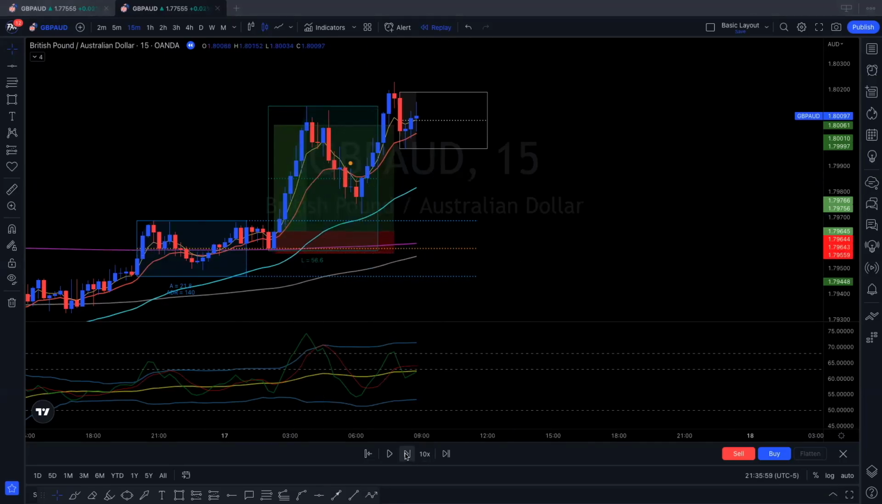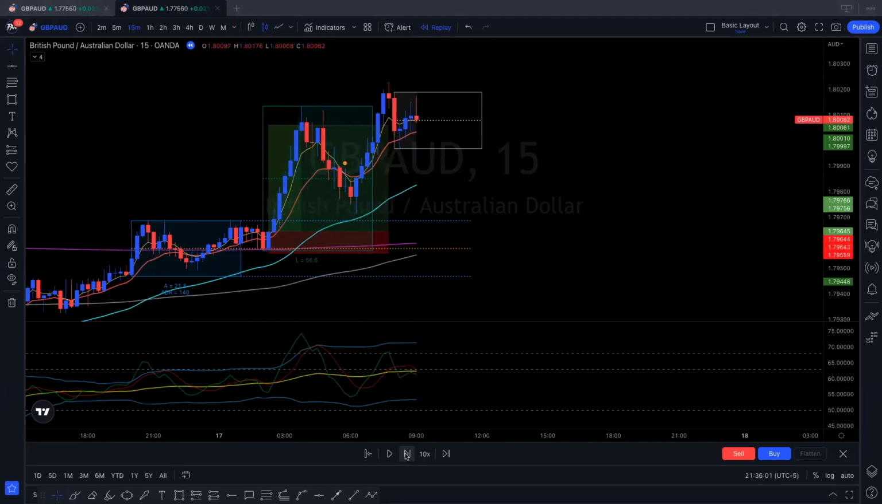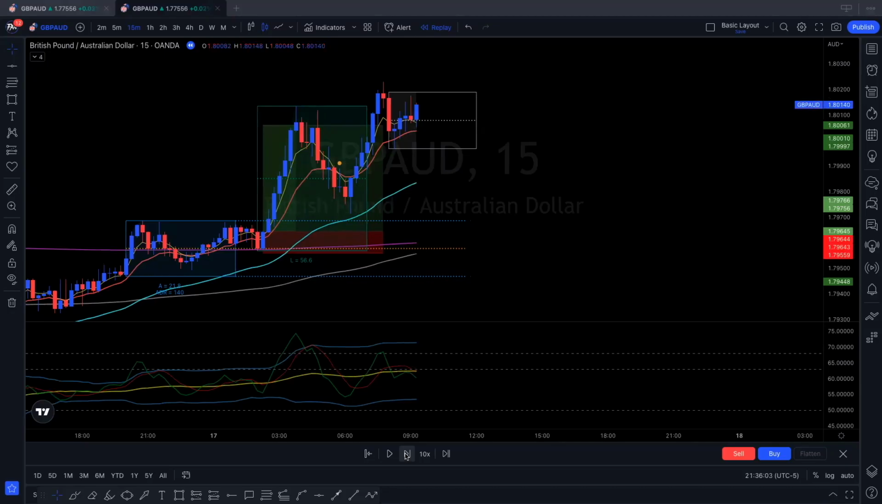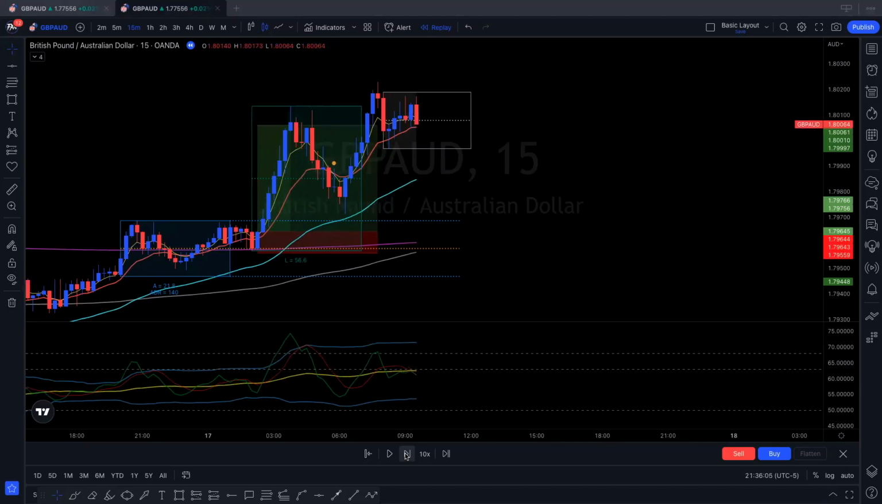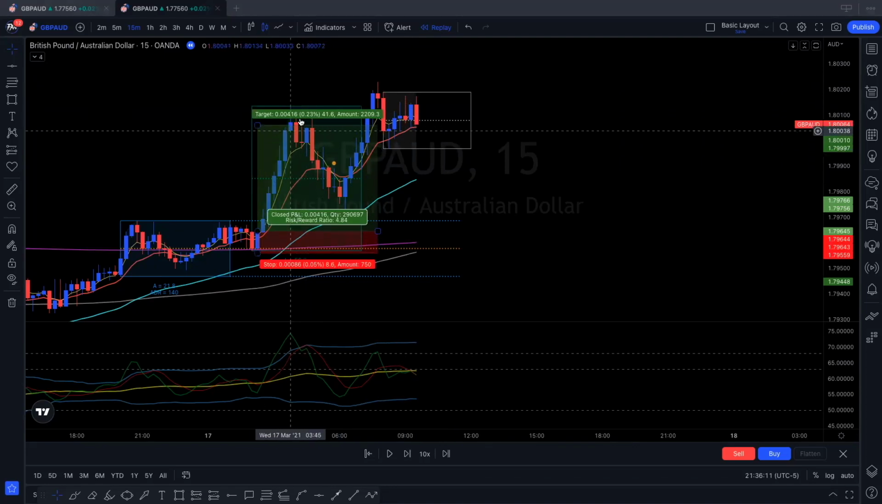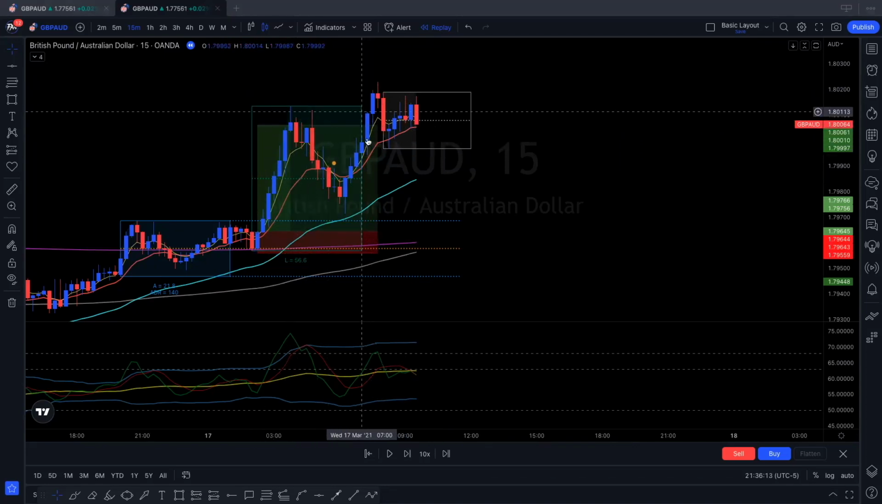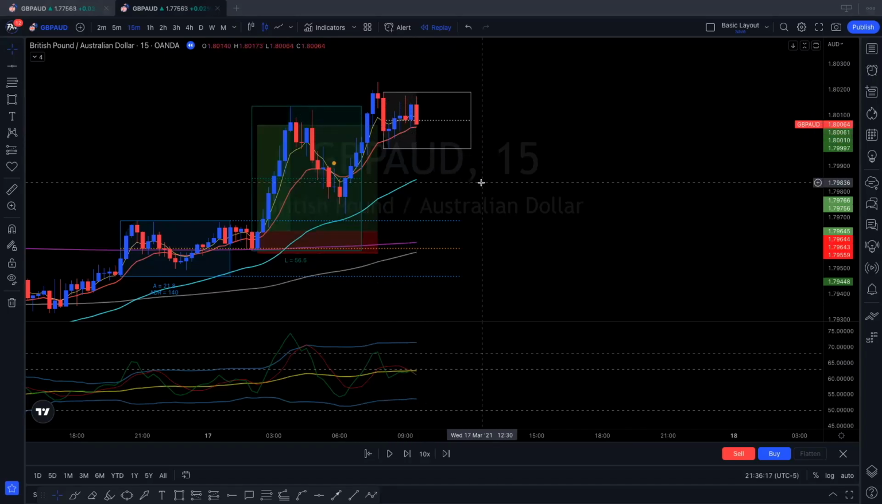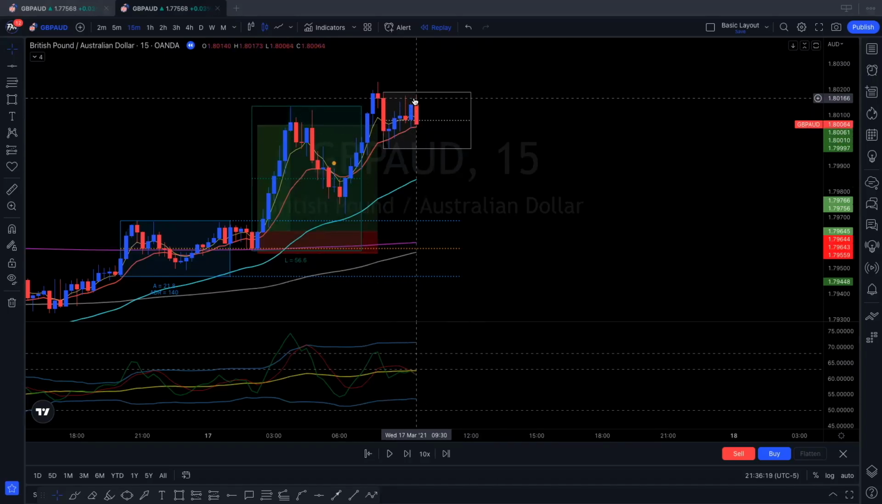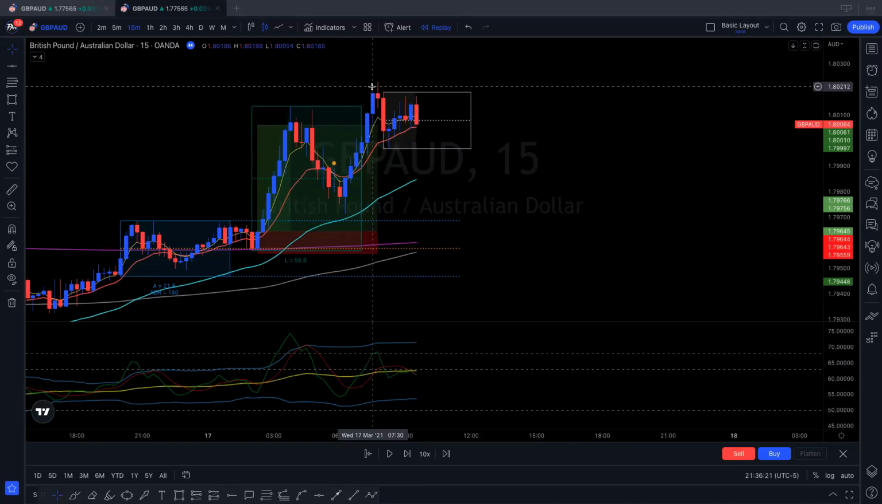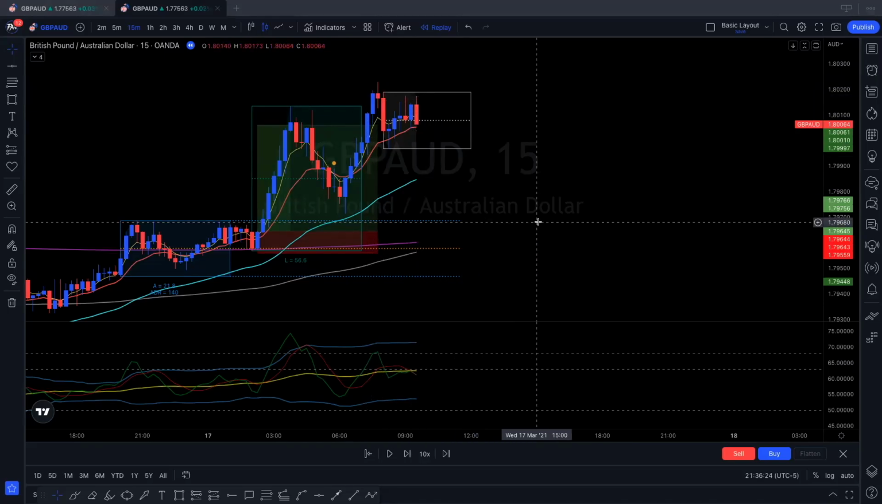So I think that's probably going to be an entry right here. You can think of this as a 1, a 2, and this could be the only entry you would probably have: a railroad track that doesn't want to go up and touch these higher highs again.